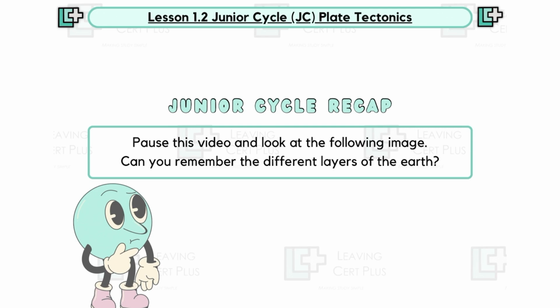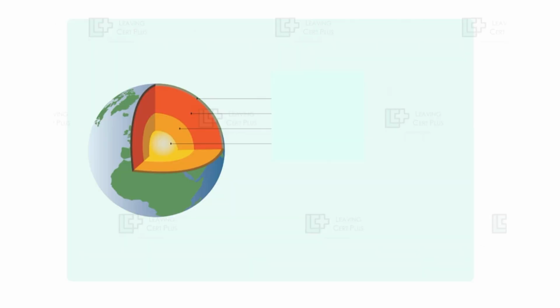So, quick junior cycle recap, which will bring you back to lesson 1, day 1 in junior cycle geography all those years ago. So pause the video and look at the following image. Can you remember the different layers of the Earth? Take about 10 seconds.